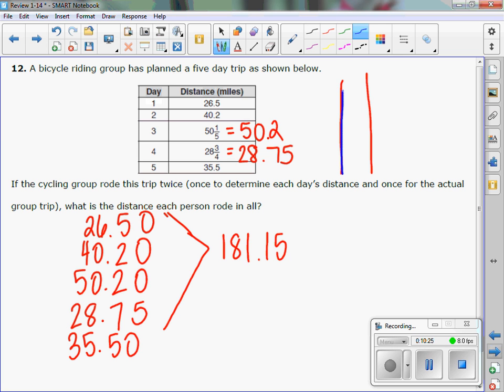That's only going once. Well, they do it a second time. So if you double that, if you want to figure out how much they rode in all, you end up getting 362.3 miles. So make sure you're reading the question and the information in your word problem very carefully, because you could have very easily left your answer with the 181.15 and forgotten to have doubled that. You got to remember, they went that distance twice.